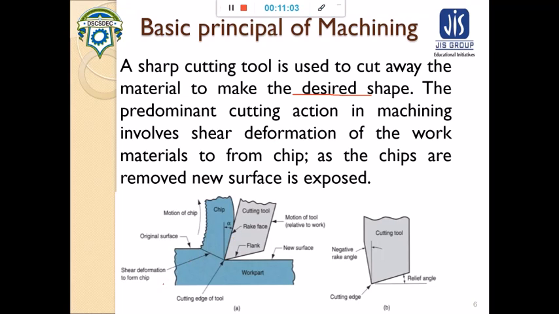In this picture it is seen that at the tip, shear deformation starts, and in this plane the shear deformation works, so the material is removed from the cutting edge. This is the original surface and this is the new surface, called the machined surface. This is the motion of the tool relative to the work, this is the cutting tool, this is the chip, and this is the workpiece or work part. So this is the basic principle.